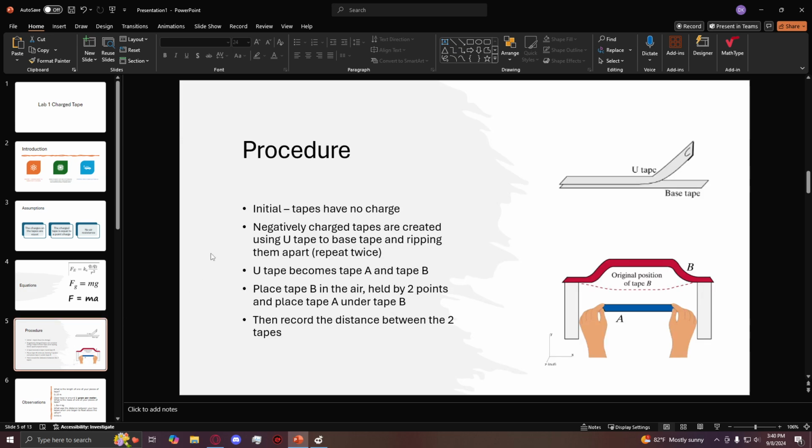For our procedure, initially the tapes have no charge, so we have to create the tapes negatively charged. So we tape the U tape to the base tape and pull it apart, and we do this twice. The U tape becomes tape A and tape B, and then we place tape B in the air held by 2 points and place tape A under tape B, and since they're the same charge they should repel each other, and then we record the distance between the two tapes.